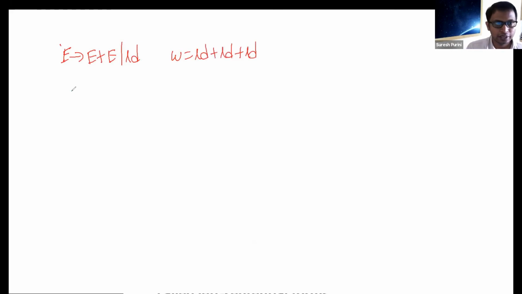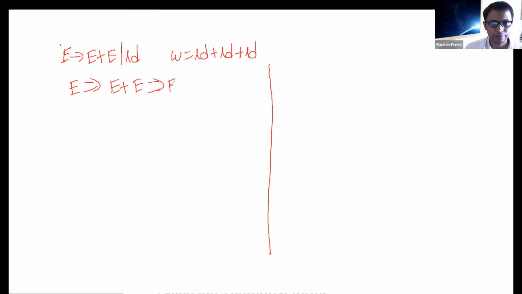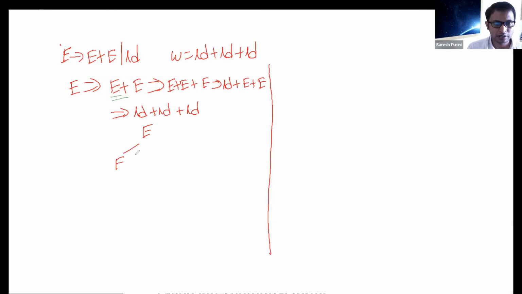Here, if you see, this is the substitution. Let me draw a line here. E goes to E plus E, then E plus E plus E, and ID plus E plus E, just to make it clear that this is the one that we are expanding. And then from here, we get ID plus ID plus ID, and the associated parse tree is this.